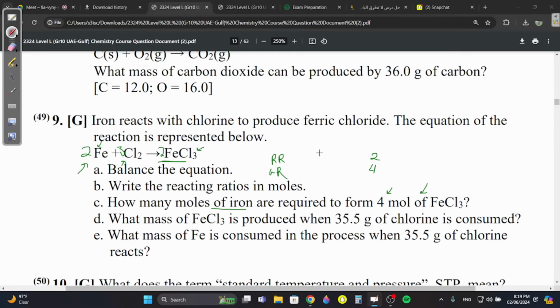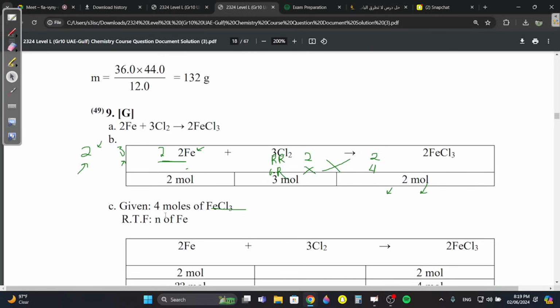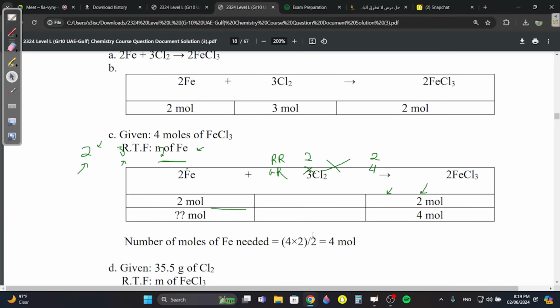What's my RR for iron? It's 2. What do we want? It's X, right? We don't know how many moles. Cross multiply, obviously, you're going to get 4 moles. Yeah, you should get 4 moles.